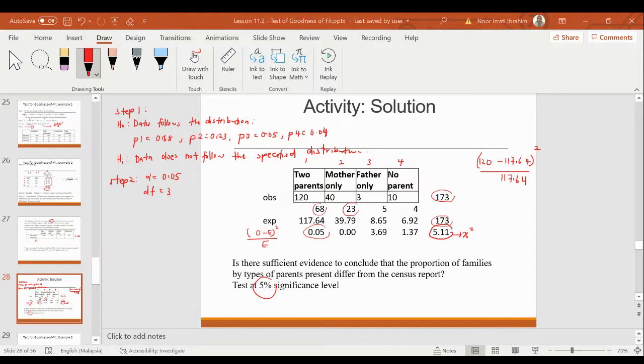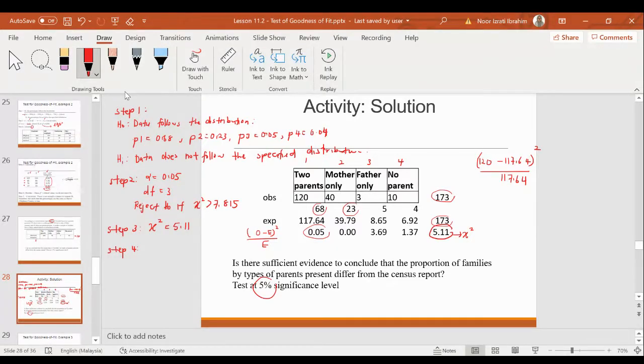So refer to the chi-square table. Column 0.05, row 3, 7.815. 7.815 means we reject H null if the test statistic value, the chi-square value, is greater than 7.815. Step 3, to find the chi-square value, the test statistic value, we have found just now 5.11. Step 4, we decide whether to reject H null or not.